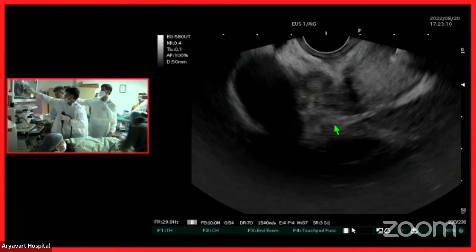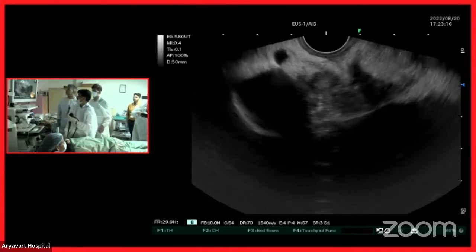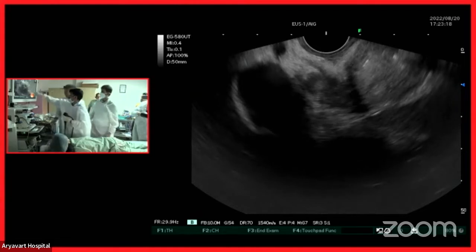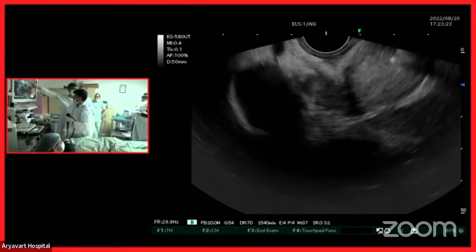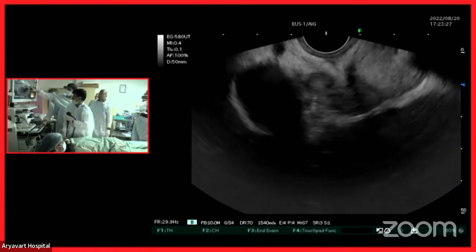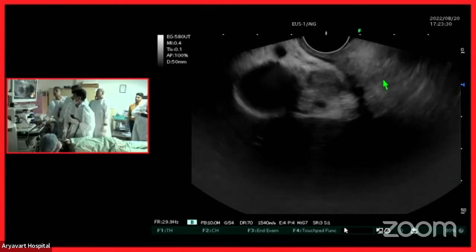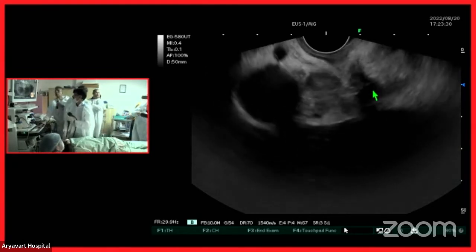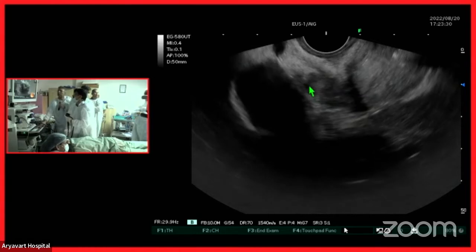This is the mass, and I'm wondering if that's a gallbladder filled with sludge. Yeah, I think that is the outline of the gallbladder filled with sludge. And the mass, this is potentially the neck of the gallbladder, where we have the mass. This is the gallbladder going up to the neck, then going here.